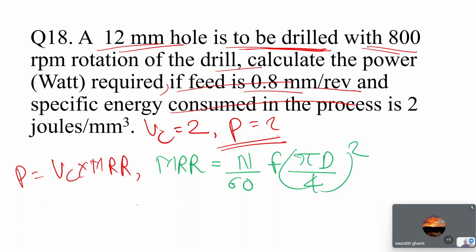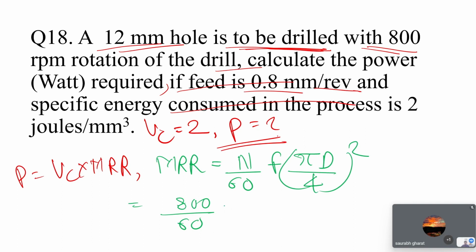What you have to find out is MRR. What is your N? Your N is 800 RPM, divided by 60, and this will be in millimeter cube per minute. Okay, you need to know this. It is mentioned in the slides also. You need to understand and remember these things. In reaming it is different.